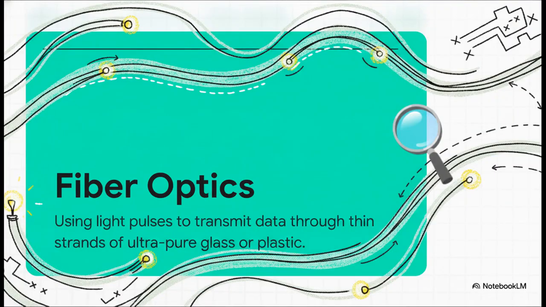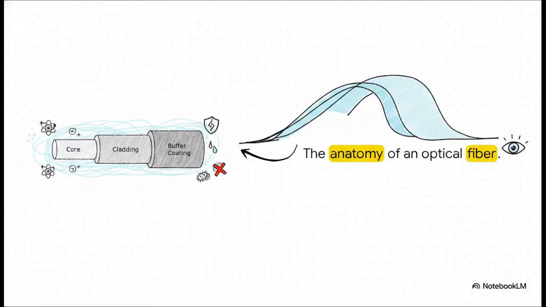So our core focus here is this. Fiber optics use pulses of light to transmit data through thin strands of ultra-pure glass or plastic. That's the whole ballgame right there. We are completely ditching electrical currents and instead capturing photons to fire them right through this pristine physical medium. Take a look at the anatomy of an optical fiber.